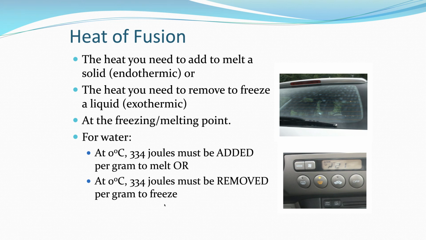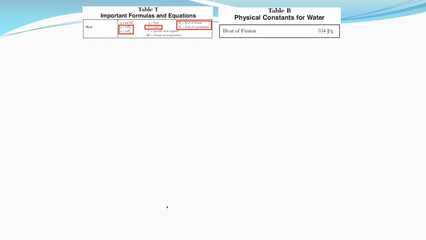The heat of fusion of water is something really nice. Take away 334 joules per gram, and what you get is ice. You can find this, by the way, on New York State Reference Table T and B. Table B gives you the heat of fusion for water, and it also gives you the equations for how to calculate it.